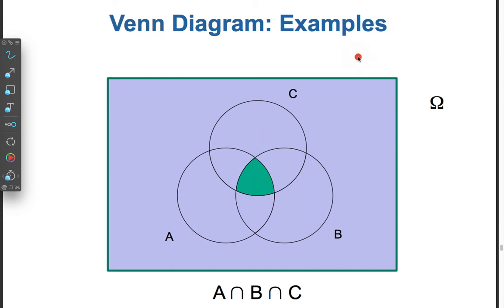Venn diagram for three sets. Here this is a big box, and this is the symbol for the universal set. The first circle is set A, the second circle is set B, and the third circle is set C. All three circles are intersecting, and this green portion is A intersection B intersection C. It means common in all three sets. This intersecting part is common in all three sets, and this is the Venn diagram representing A intersection B intersection C.